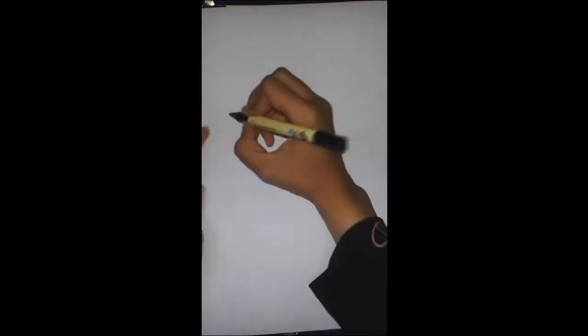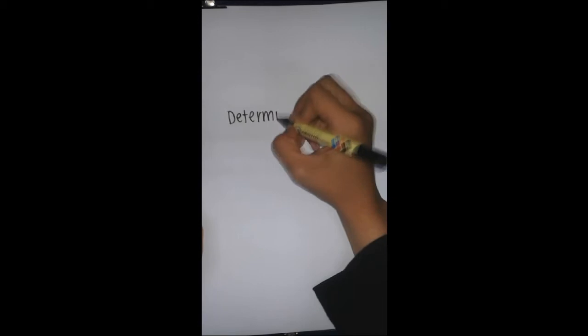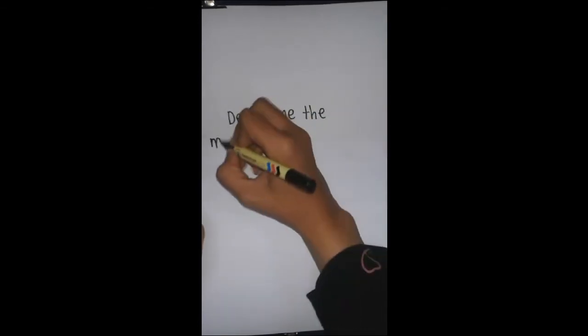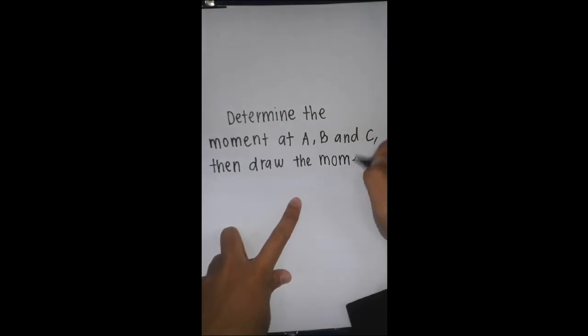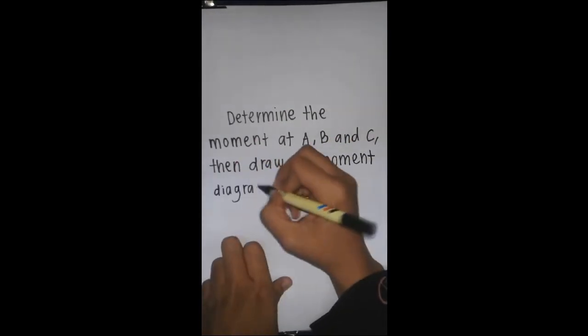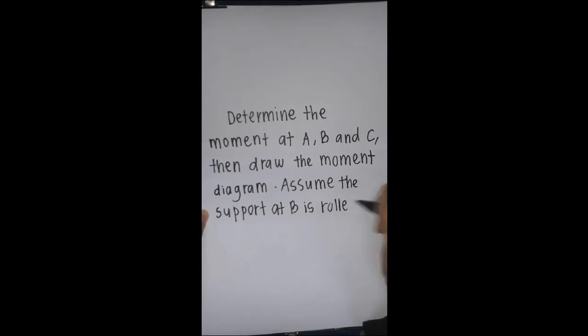Okay, now let's redo this problem. Fundamental problem 12.3. Determine the moment at A, B and C, then draw the moment diagram. Assume the support at B is a roller and A and C are fixed. EI is a constant.